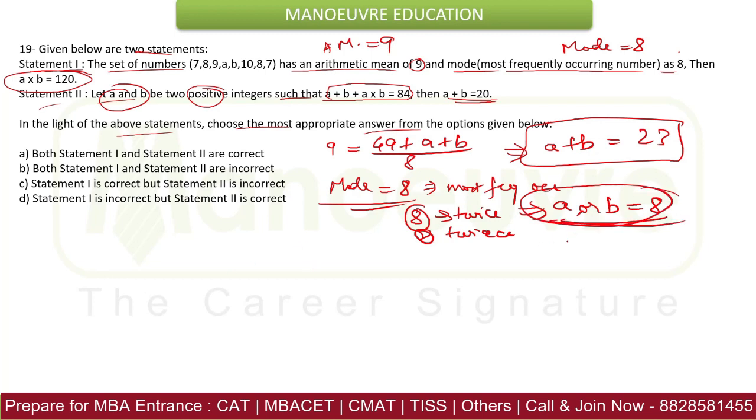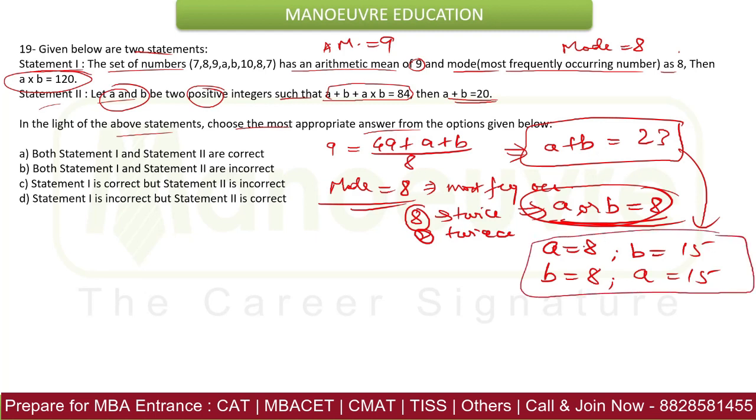So if A is equal to 8, then B becomes 15, using this equation. Or if B becomes 8, then A becomes 15 over here. So these are the two possibilities. Whatever the value of A or B, 8 into 15 will always be 120. So yes, statement 1 is correct over here.